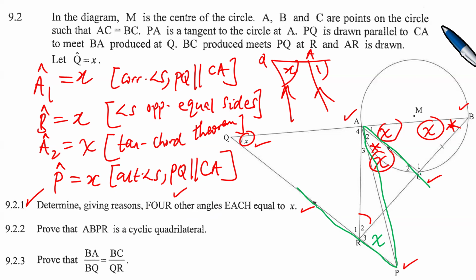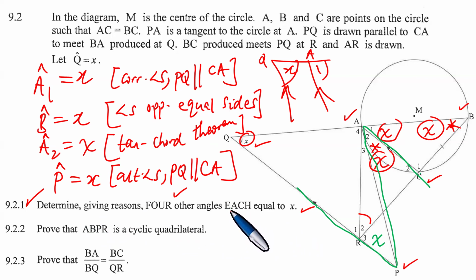Okay. So these are 4 of them. These are 1, 2, 3, 4. And the question says determine, giving reasons, 4 other angles each equal to X. And we found them. Here they are.